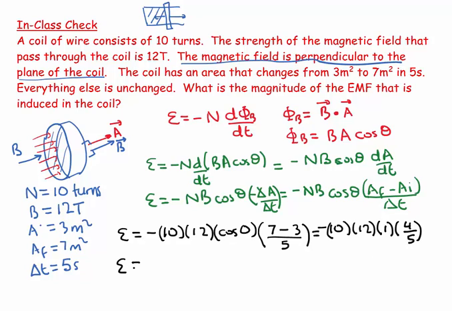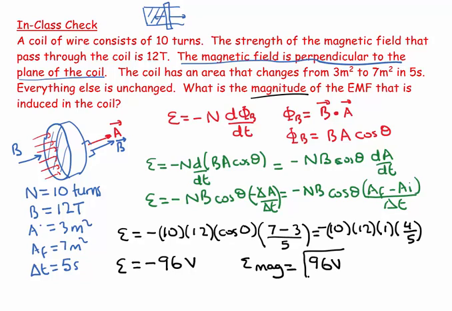So my EMF is equal to minus, let's have a look, 10 times 12 is 120, 5 into 120 is 24. 4 24s is 80 plus 16, 96. That's going to be minus 96 volts. And it actually asks for the magnitude, so E mag is equal to just the numerical value, 96 volts.